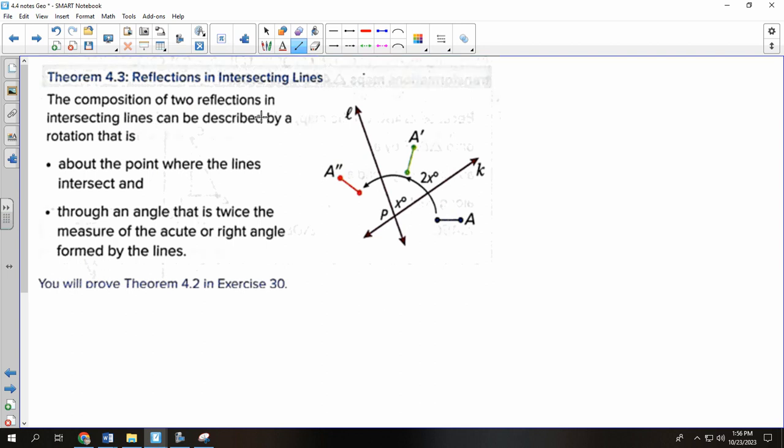The composition of 2 reflections in intersecting lines can be described by a rotation. So here are your intersecting lines, and it can be described by a rotation about the point where the lines intersect, which for us is P, through an angle that is twice the measure of the acute or right angle formed by the lines. So the rotation is going to be twice the angle formed by the intersecting lines. We're going to prove theorem 4.2 in exercise 30. That's going to be exciting.